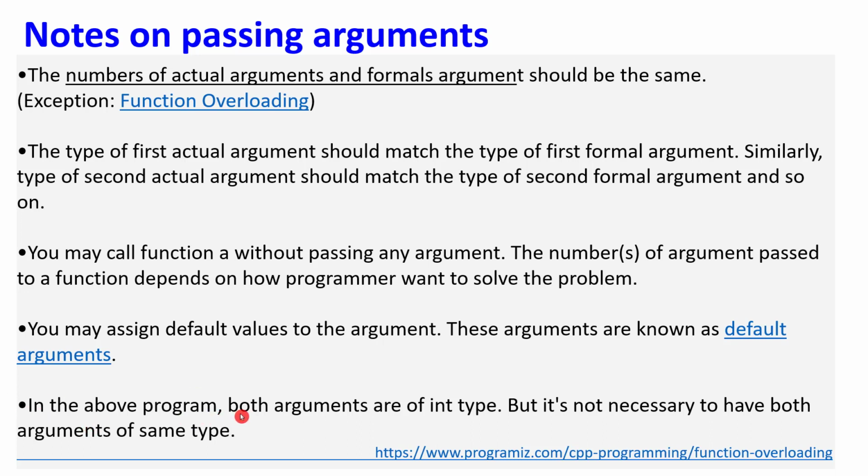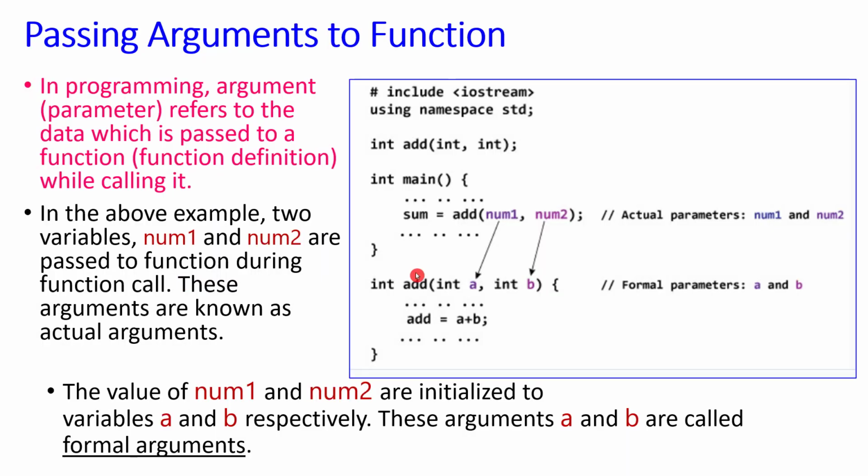In the above program, both arguments are of integer type. That is, the actual as well as the formal are both integer, but it's not necessary to have both arguments of the same type. So it's actually contradictory to the second guideline. That is, if both are integer, then it's fine. Suppose this is an integer and this is a float, still it works. It only depends on how many decimals are printed in the output. But this cannot be an integer and a character. It should be a similar type of data.